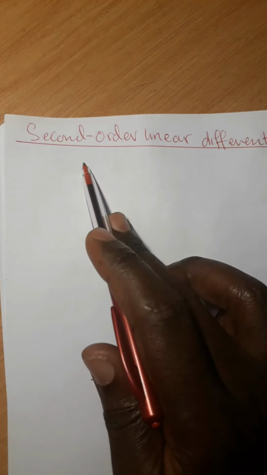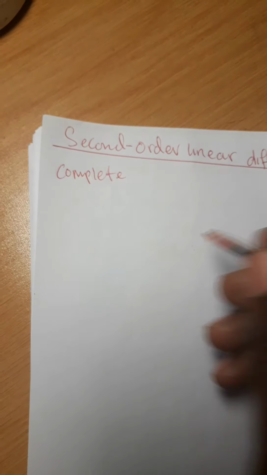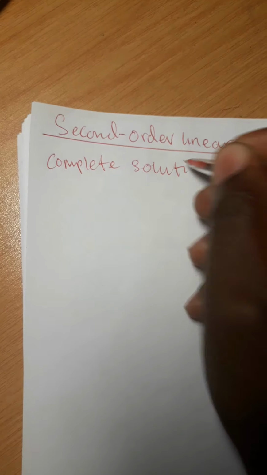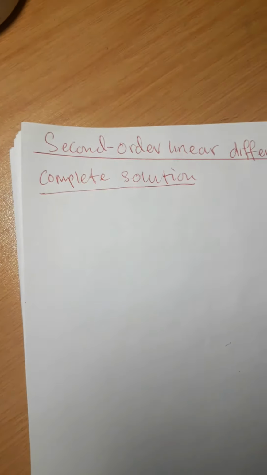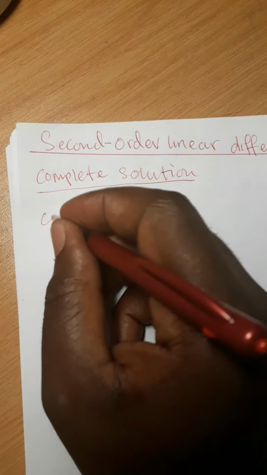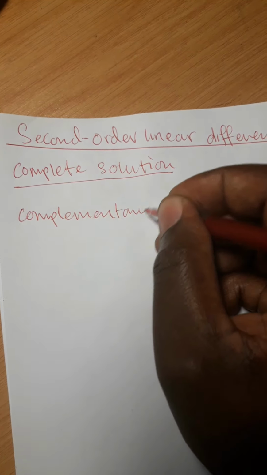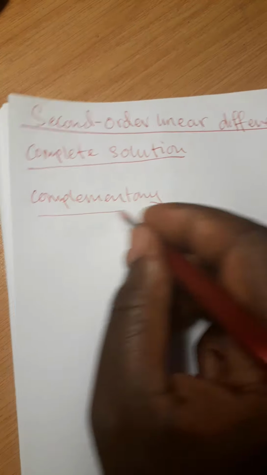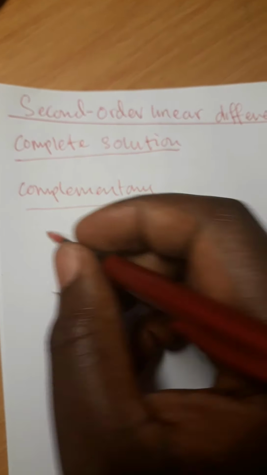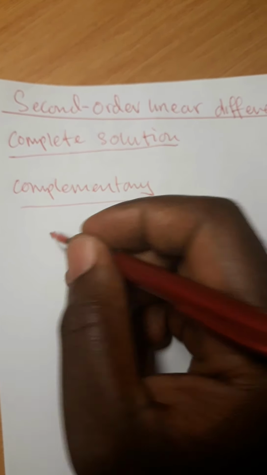Okay, today let's talk about the second order linear differential equation. With this, we must know that we talk about the complete solution, which is divided into two parts. We have the complementary function, and the complementary function is what we need to obtain first.